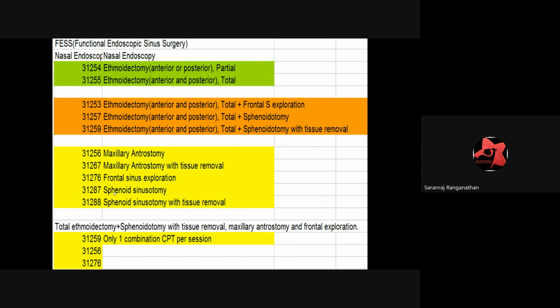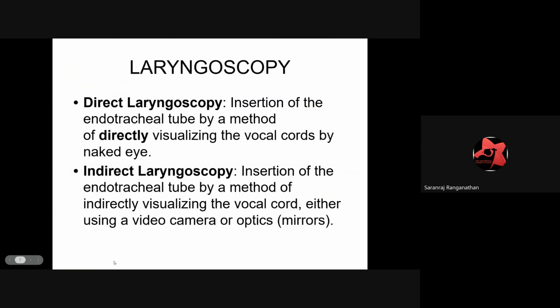Whenever a combined procedure is performed, like total ethmoidectomy plus sphenoidotomy with tissue removal, we use 31259. And when a maxillary antrostomy and frontal exploration are also performed, they have given how to code it here: 31259, plus 31256 for maxillary antrostomy, and frontal sinus exploration means 31276. That one they have given here, so like that we have to code.